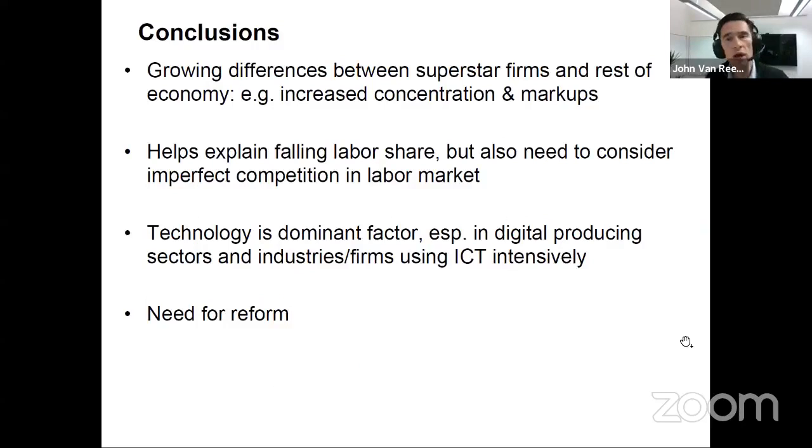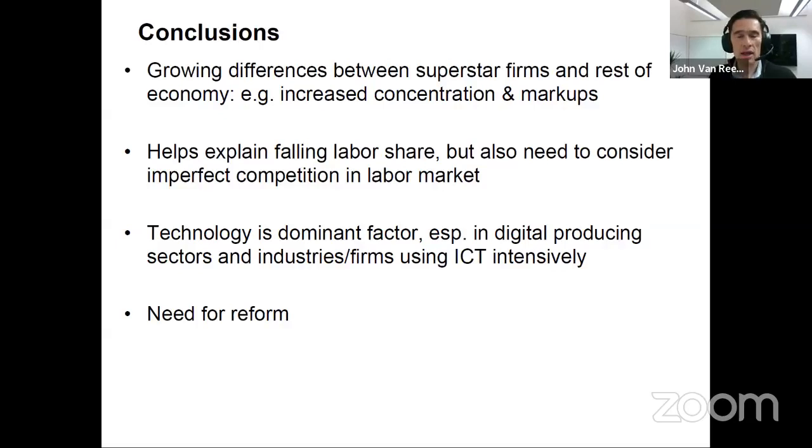To conclude, I think I've shown you there are these growing differences between superstar firms and the rest of the economy through many measures: increased concentration, increasing wage differences, and also growing markups. It helps explain some of the fall of the labour share that we've seen in the US and many other countries, but we have to consider this in an imperfect competition type of view. In terms of explanations for why this has happened, I think the dominant factor is technological change, both innovation in the digital producing sectors, but also in industries which use digital technology a lot.